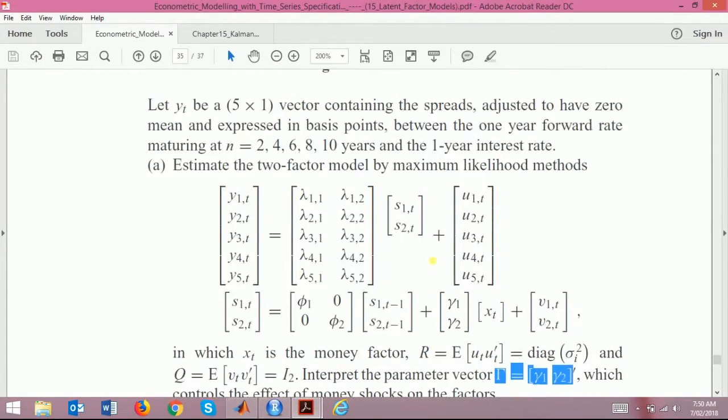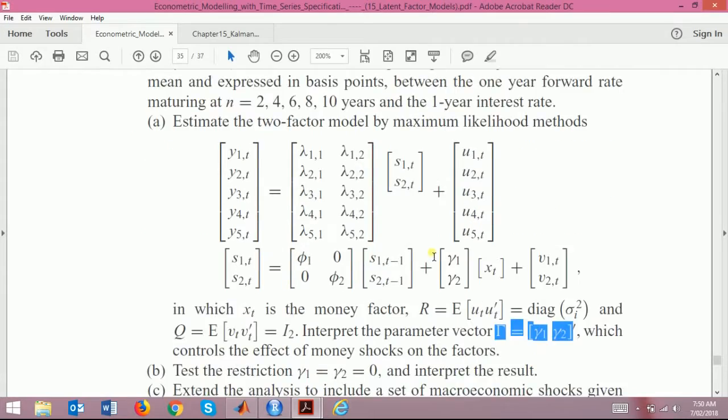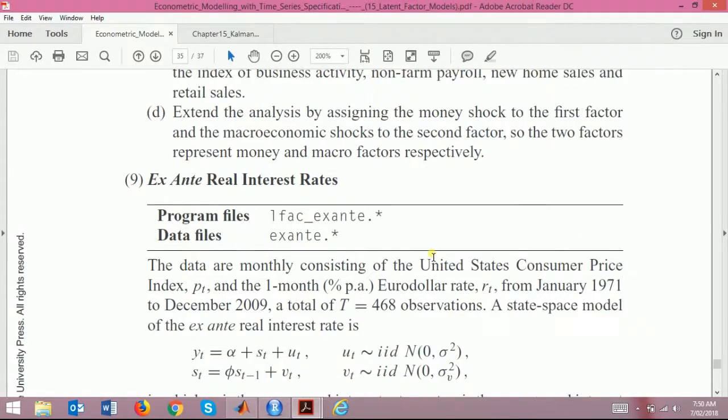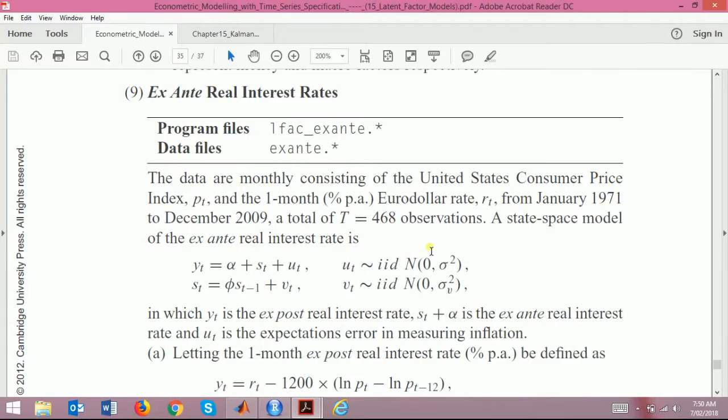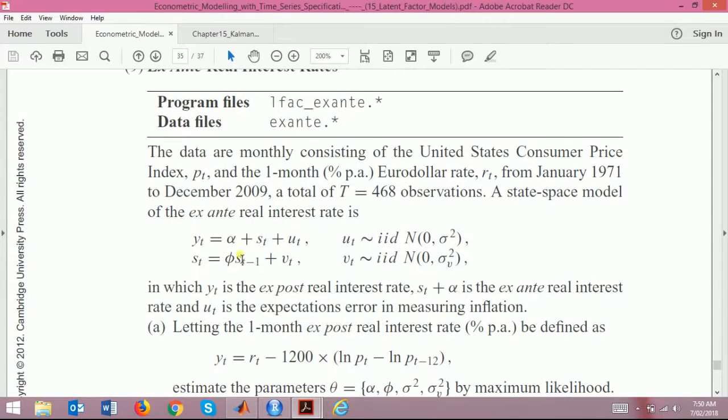Okay, we are done with alpha spreads. Then comes the ex ante real interest rate. In ex ante, this time we are going to have to set lambdas to ones because we want to find Q. The data are monthly, consisting of the United States Consumer Price Index and the 1 month euro-dollar rate from January 1971 to December 2009, a total of 468 observations.